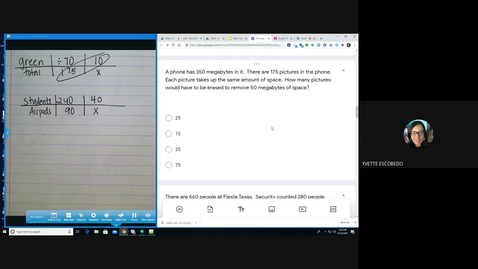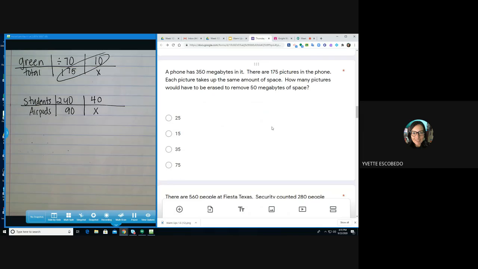All right, here's one more, and then you'll continue on your own. A phone has 350 megabytes in it. There are 175 pictures in the phone. Each picture takes up the same amount of space. How many pictures would have to be erased to remove 50 megabytes of space?